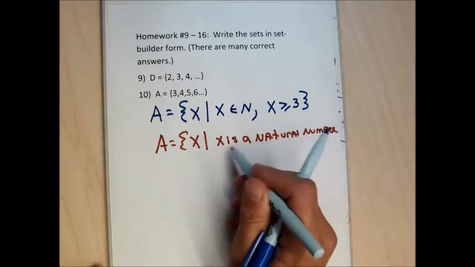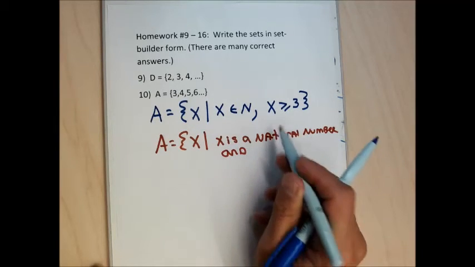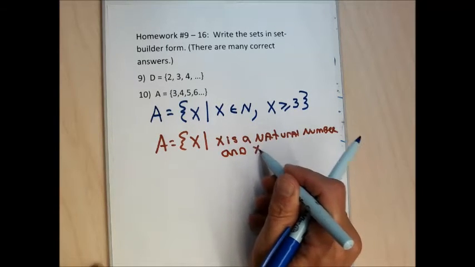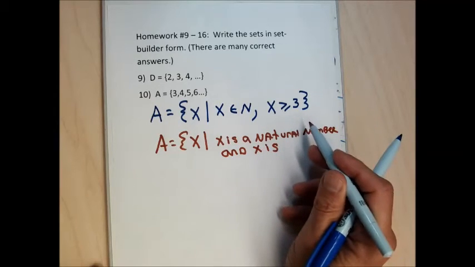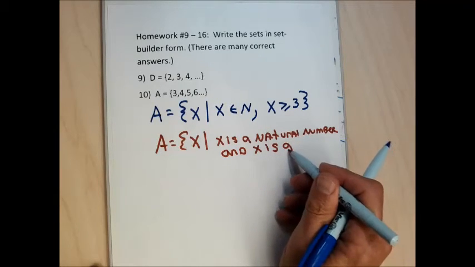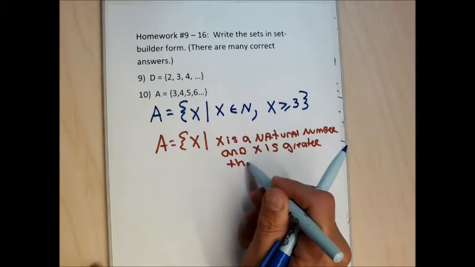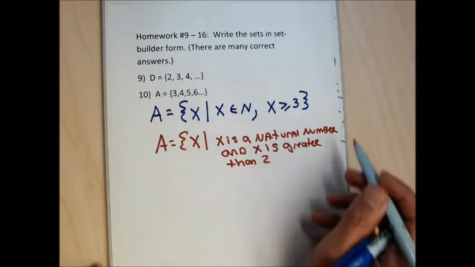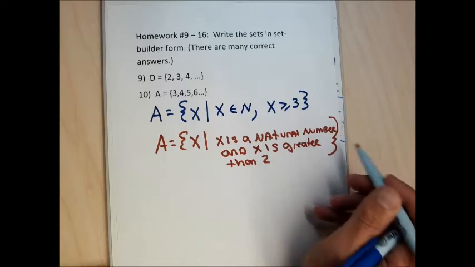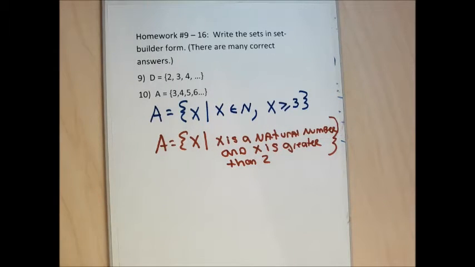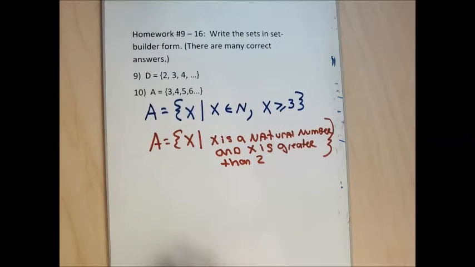And instead of the comma, I can write the word "and" and then say x is greater than or equal to 3 again, or I can say greater than 2, because greater than 2 without the or equal to sign starts at 3. And I close off my curly brackets. Those are both correct answers for number 10. There's other correct answers, so your 9 should work similarly.